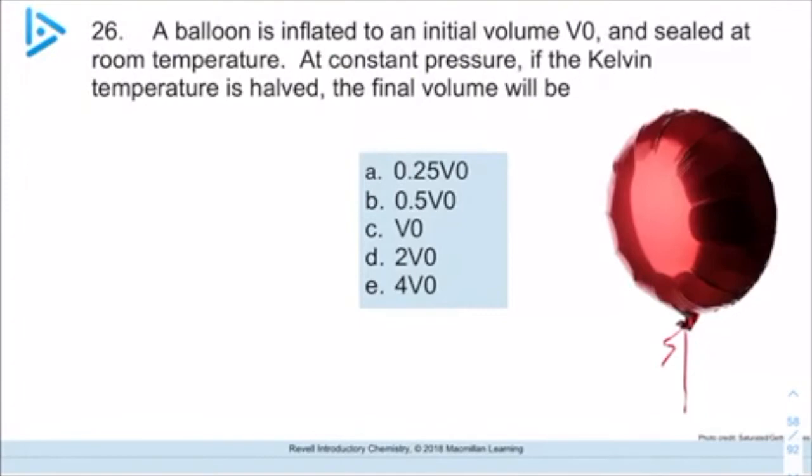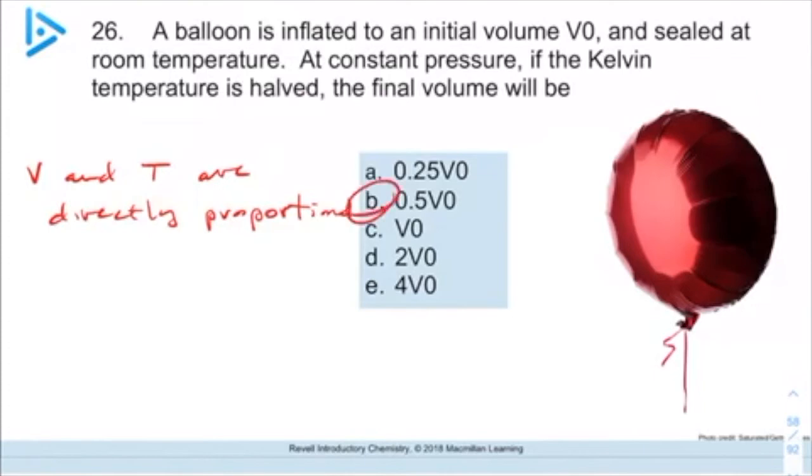A balloon is inflated to an initial volume V0. So V0 is just a starting volume, and we don't really know what the number is. And it's sealed at room temperature. At constant pressure, if the Kelvin temperature is halved, the final volume will be what? So volume and temperature, we already talked about this, are directly proportional. So as T changes, V changes. If I cut my temperature in half, I am also going to cut my volume in half.